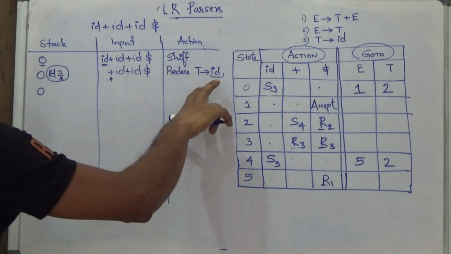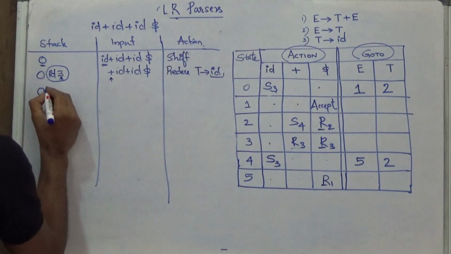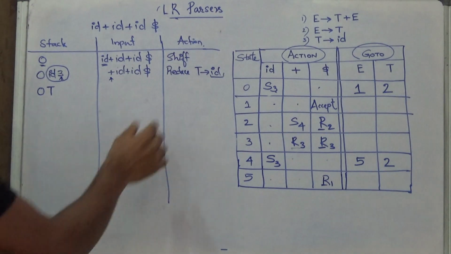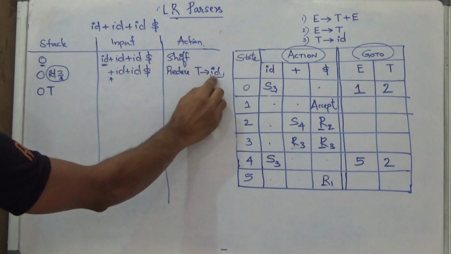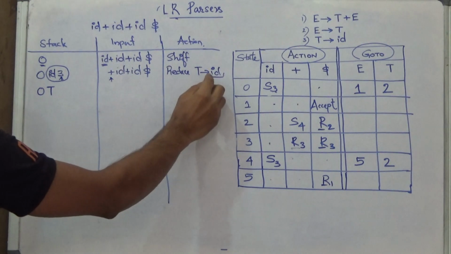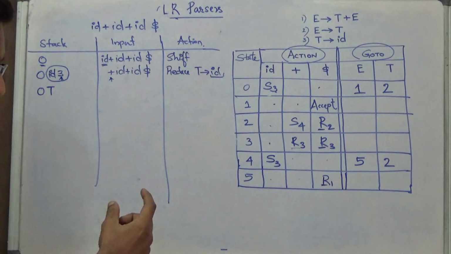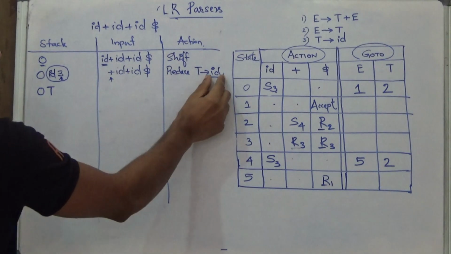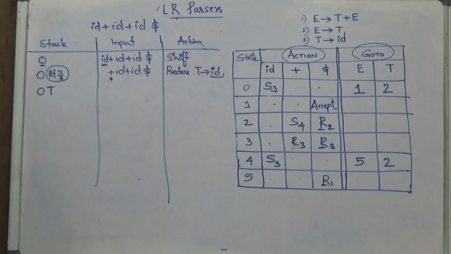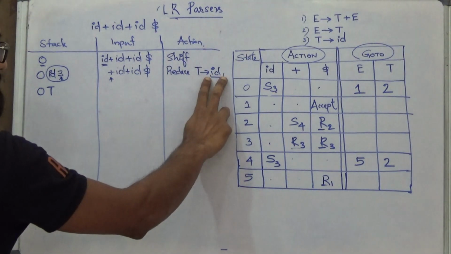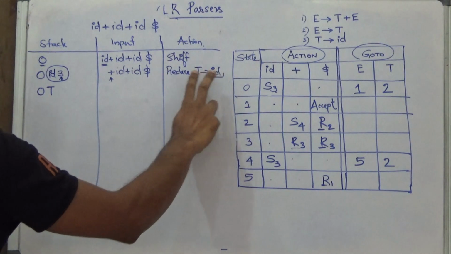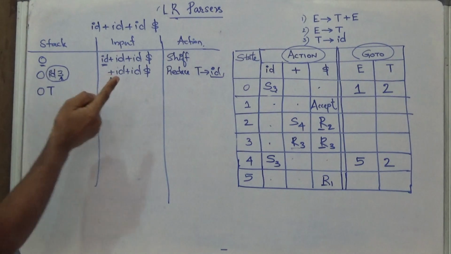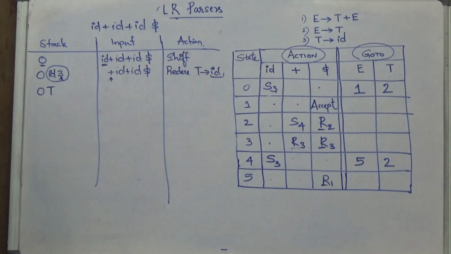And the left hand side will be pushed into the stack. So T will be pushed into the stack. Once more I will repeat. Here you are going to perform a reduction operation, T giving ID. So it will perform that number of pop operations which will be equal to twice the length of the right hand side of the current production that you are going to apply. Here the length of this right hand side is 1, so you are expected to perform 2 pop operations. So 3 gets popped and ID gets popped, and the left hand side T will be pushed into the stack.